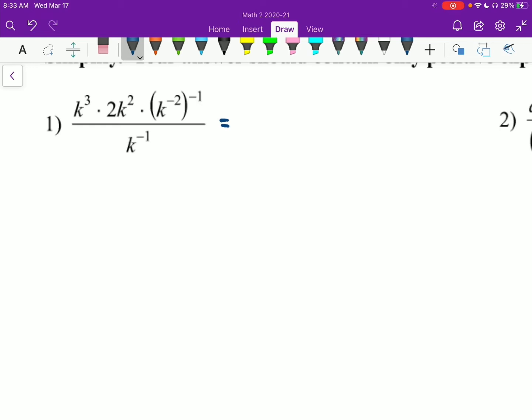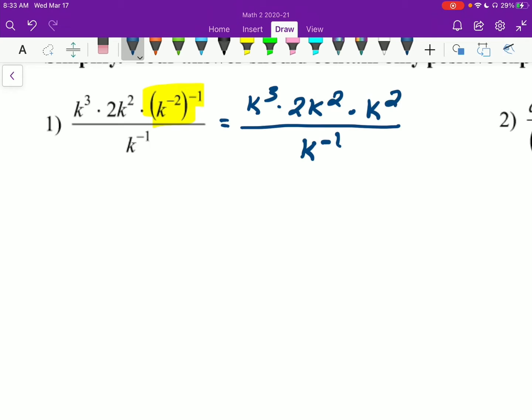So I'm just going to rewrite the k cubed times 2k squared times, and I'll put my k to the negative 1 on bottom. Now what we have left is the parentheses piece. We know that if we have exponent, parenthesis, exponent, you multiply. So I'm going to multiply negative 2 times negative 1, which gives me a positive 2. So this will be k squared to the positive 2.